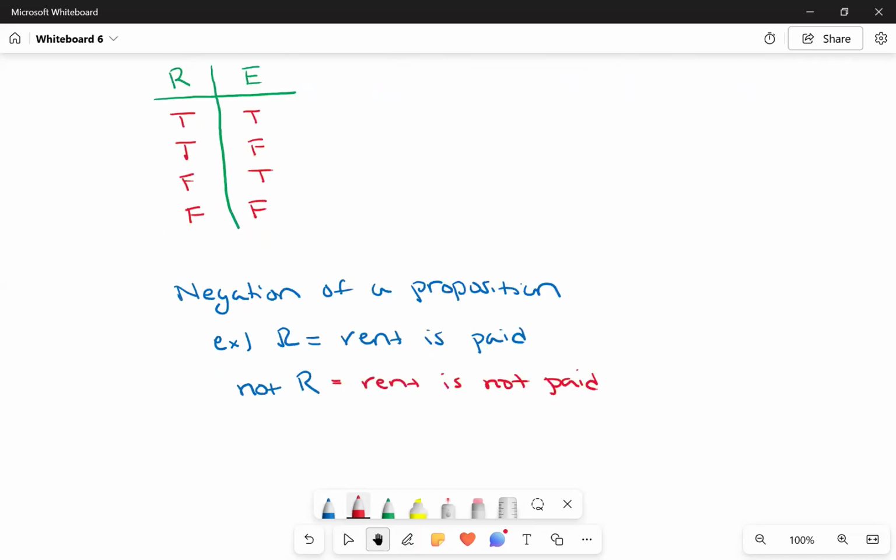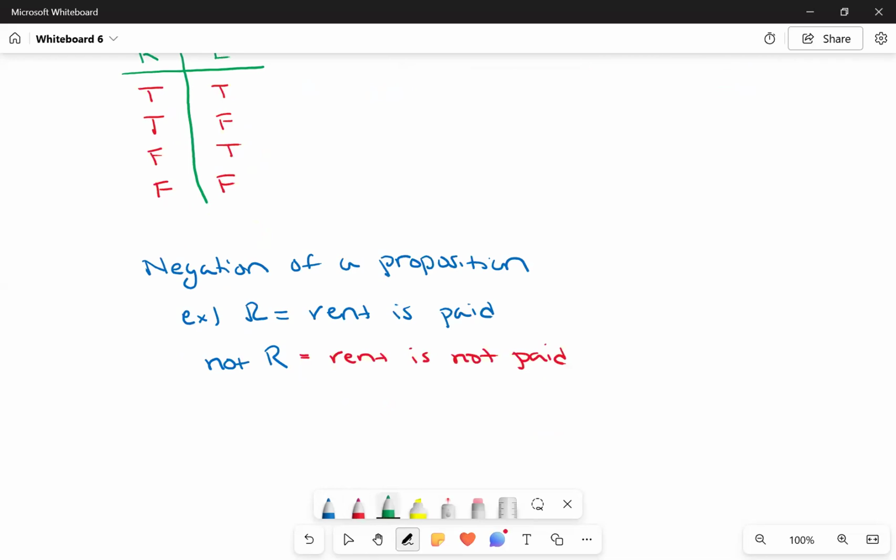Here's what the truth table looks like for it. Since I'm talking about R and the negation of R, there's only two things to look at: when R is true and when R is false. The negation of R when it's true ends up being a false statement. And the negation of R if it's false ends up being a true statement. In other words, it's doing the opposite. It's changing from true to false depending on what R originally is.